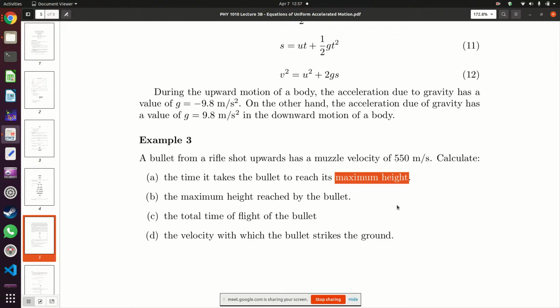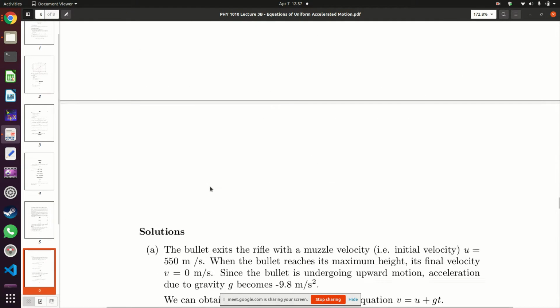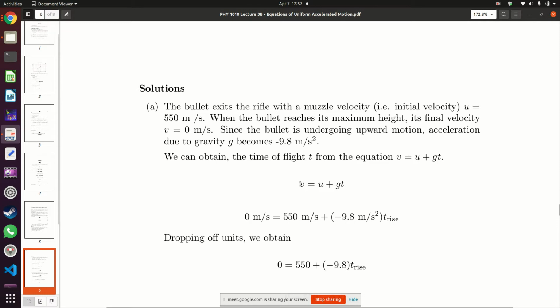So we know the initial velocity of the bullet, 550 meters per second. We also know that at maximum height, the final velocity of the bullet is going to be 0 meters per second. We also know that the bullet is moving away from the surface of the earth. It's going up. So in that case, our acceleration is equal to minus 9.8 meters per second squared. With this information, we can find out how much time it takes the bullet to reach maximum height. And we can do that using this formula.